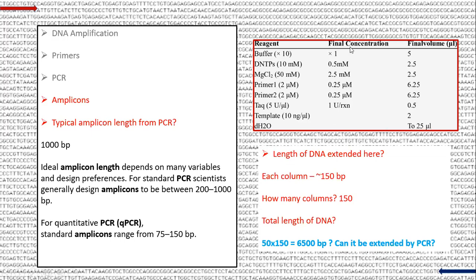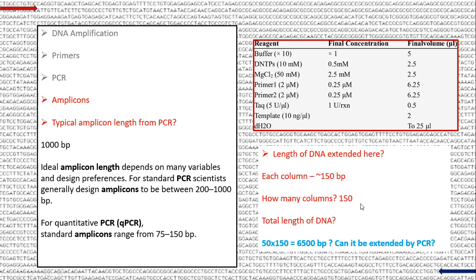Then the final concentrations are also limited. You may use only 1 unit of Taq per reaction. You may use only 0.25 micromolar of primer, so that the components are fewer and there is more specificity. And for the dNTPs, the nucleotides, you can use only 0.5 millimolar. That 0.5 millimolar may give maybe 1000 or 2000 nucleotides, or maybe only 500, so that only about 500 base pairs of reaction can proceed. Inherent to the PCR technique, the amplicon length is always typically 1000.